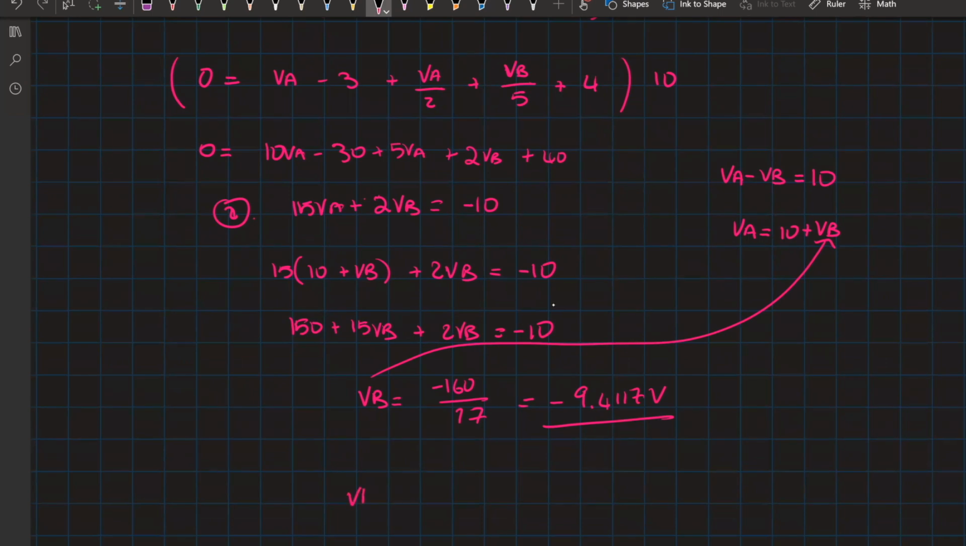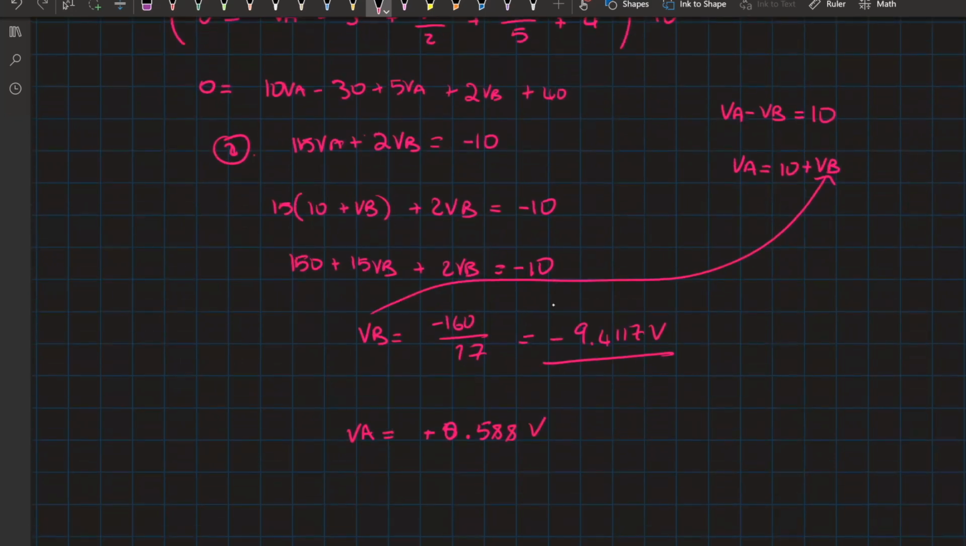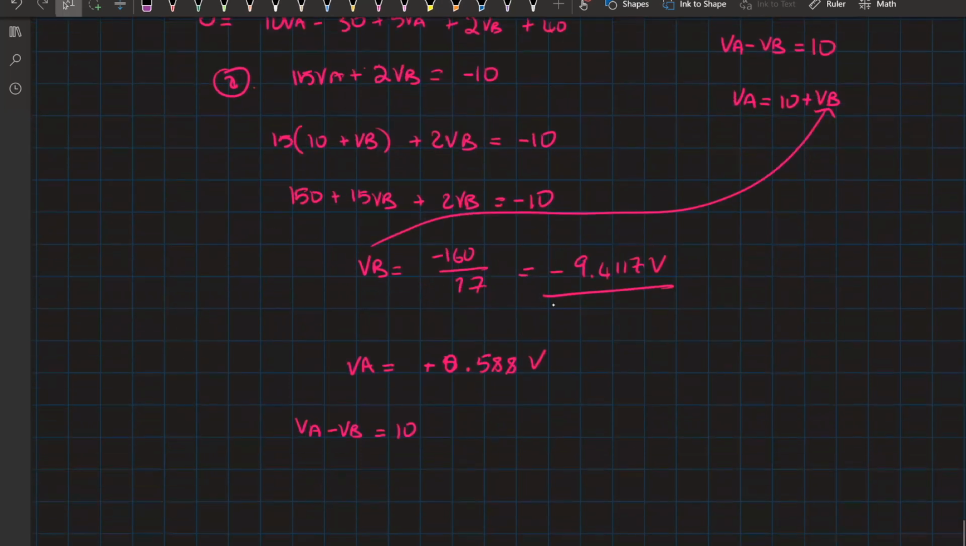And now that we have solved VB, we can plug this back into this equation to solve for VA. That will give us a value for VA of positive 0.588 volts. And to check our answer, we can use what we found for VA and VB and plug it back into the relationship equation to make sure that our work is correct. That will give us VA, which is 0.588, minus VB, which is negative 9.4117, equal to... hopefully a value of 10. And yes, indeed, that will give us a value of 10.